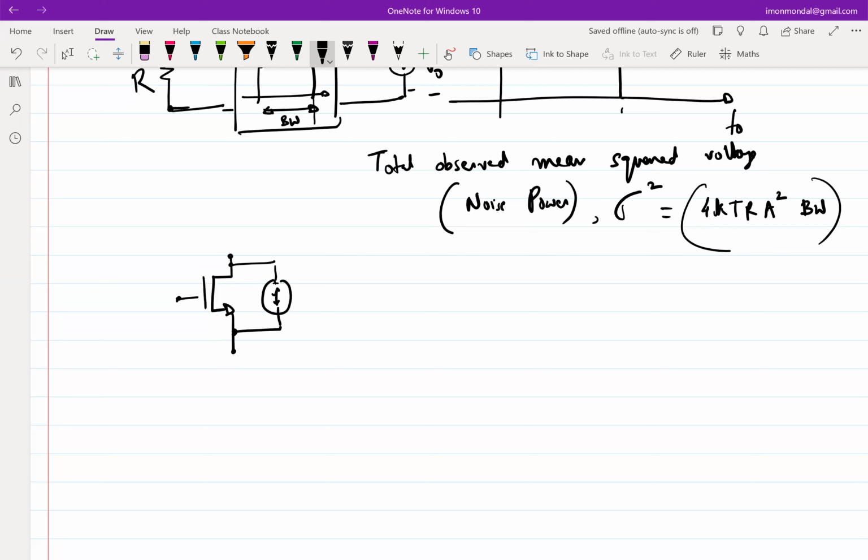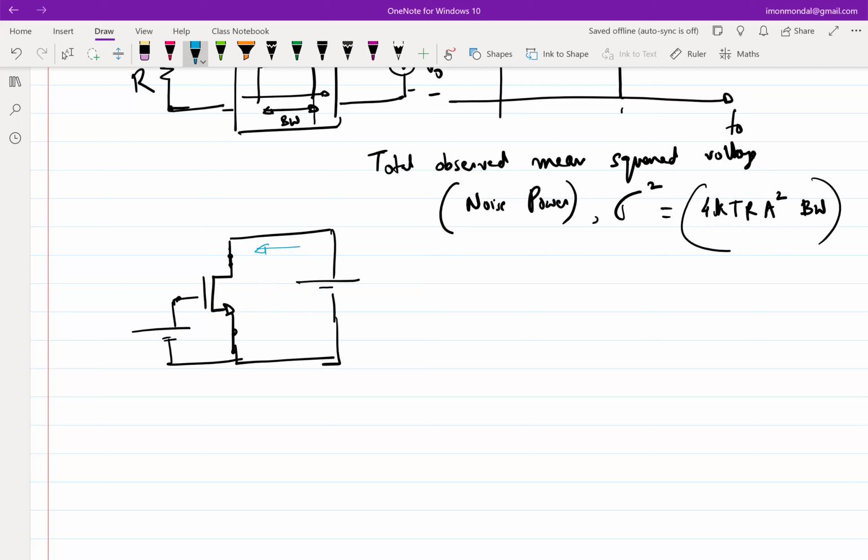So let me not introduce the noise right now. Let's say you have biased it with ideal voltage sources, and you observe the current. This IDS will be whatever. If it's in saturation, mu n C ox W by L (VGS minus VT) whole squared by 2, and so on. But on top of that, you are going to get some wiggling.